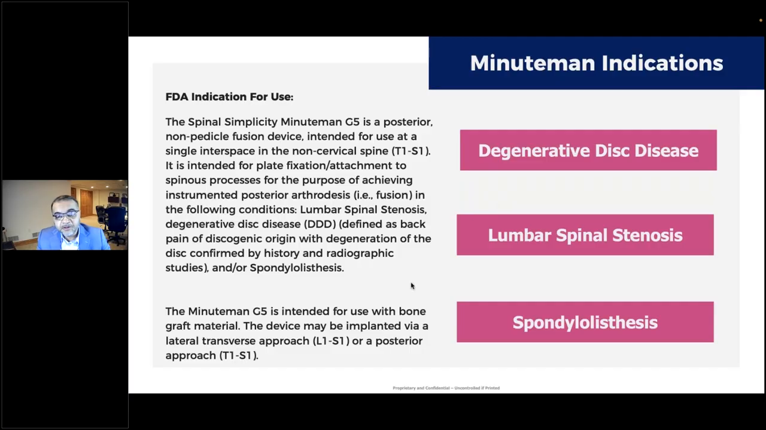And so with the Minuteman procedure itself, there are three predominant indications. The first is degenerative disc disease, the second is lumbar stenosis, and the third is spondylolisthesis. And for a minimally invasive procedure like the Minuteman, it's actually quite impressive how little you can do and still achieve these successes that we've been hearing all evening.